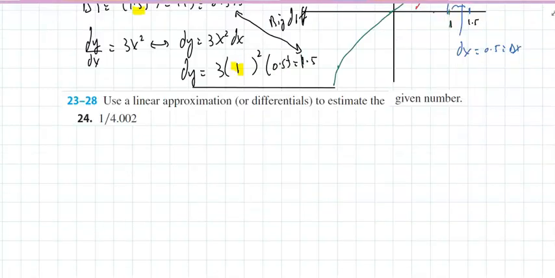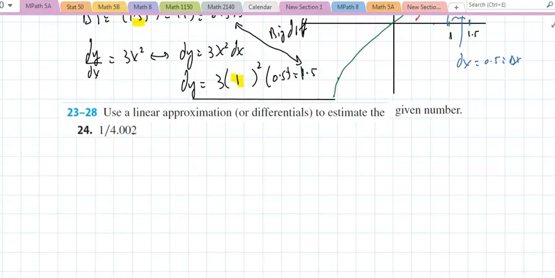And 24 is the last problem. I have an option of using either or. I'm going to show you. So linear approximation, I'm going to use that. Or you could use differentials. I'll show you both since we have time. So if I want to use linear approximation, I want to use a straight line approximation to approximate this. I'm going to really look at 4 and 1 over 4.